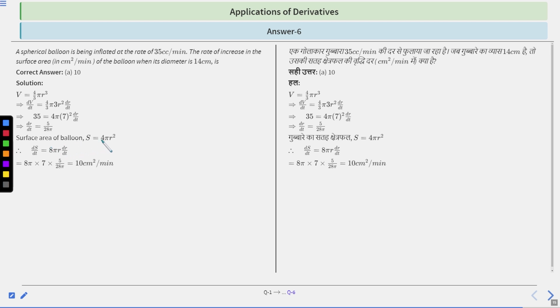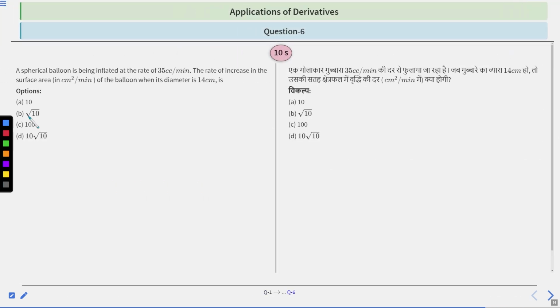Now we have to find the rate of change of surface area, not the radius, right? So we will write the surface area of the balloon S is equal to 4 pi r square. Therefore, dS by dt can be written as 8 pi r into dr by dt. So 8 pi into r is 7, dr by dt is 5 upon 28 pi. So dS by dt can be written as 8 pi into 7 into 5 by 28 pi. After cancelling and simplification, you will get dS by dt as 10 centimeter square per minute. So the answer should be 10 centimeter square per minute. Option A is the right choice.